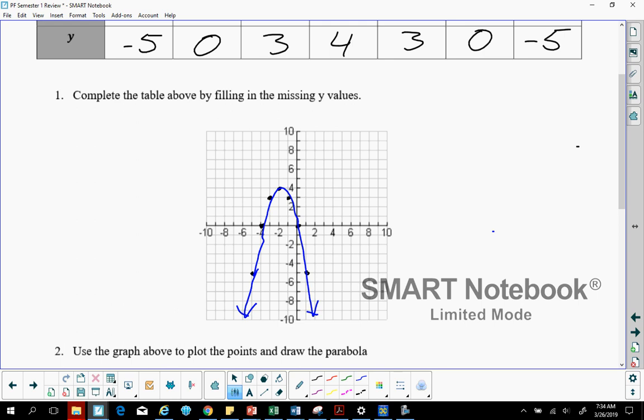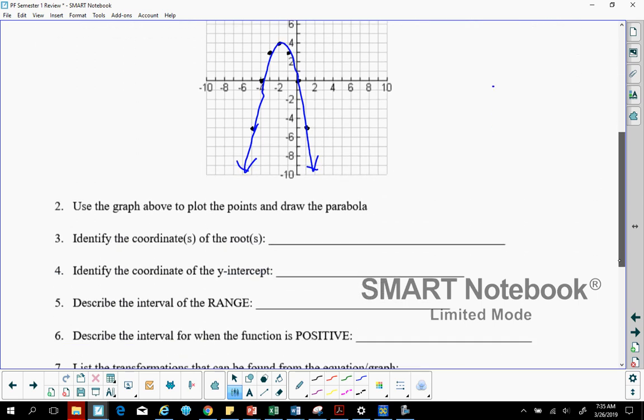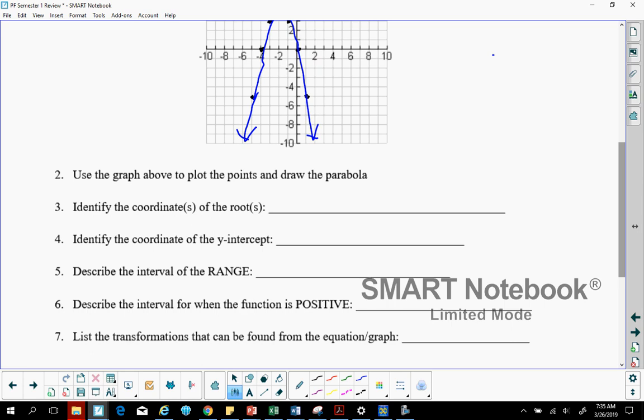Okay, great. Who can tell me the coordinates of the roots? Perfect. How did you know that that was a root? Comma 0. What's the other vocab word for roots? What are some of the words for it? Zeros. Solutions. And x-intercept. So we're looking for our x-intercept. So there's 1. What's my other x-intercept?